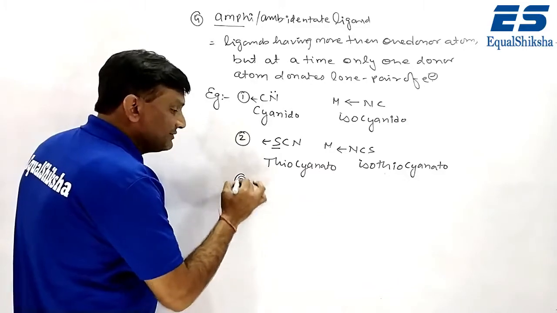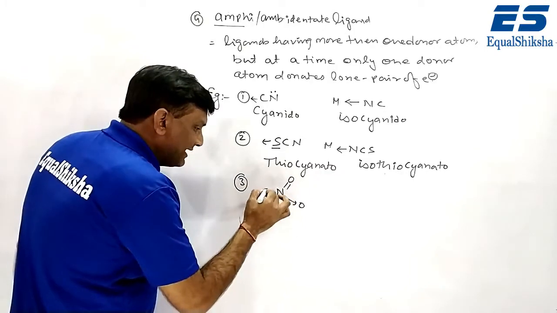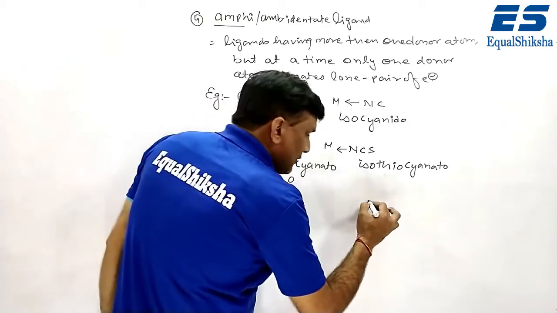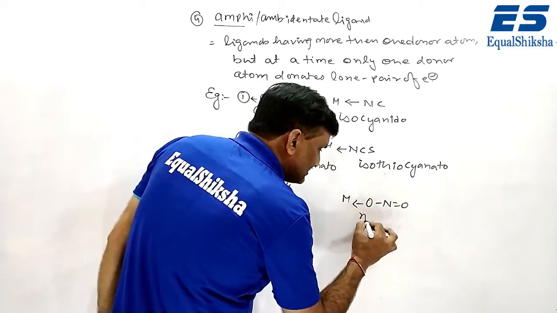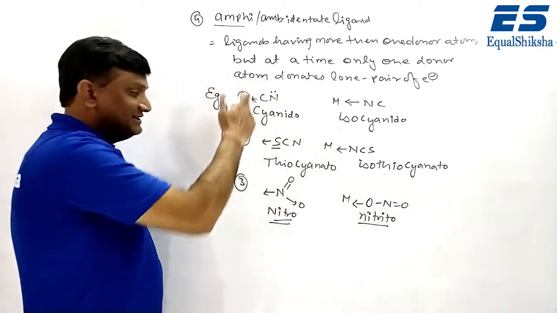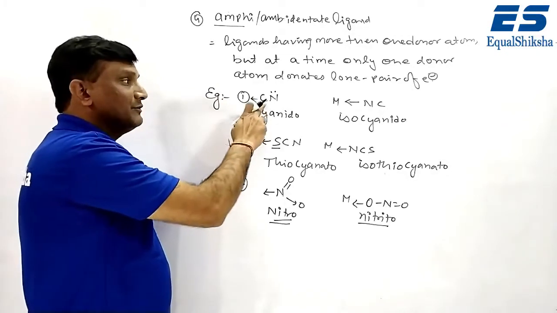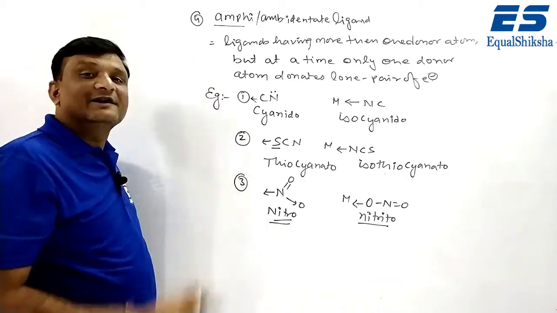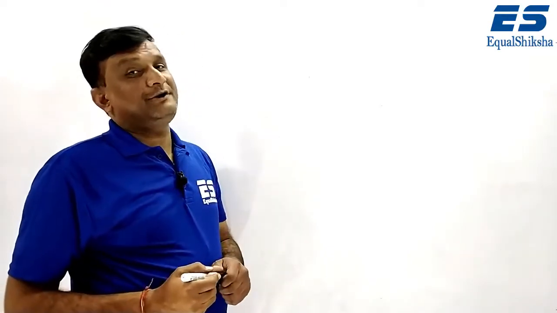And final is your NO2. If nitrogen is the donor atom, then its name will be nitro, and if oxygen is the donor atom to the metal atom, then it is known as nitrito. Nitro and nitrito. This was about the amphidentate ligands, which have more than one donor atom, but at a time only one atom donates a lone pair of electrons. Note it down.